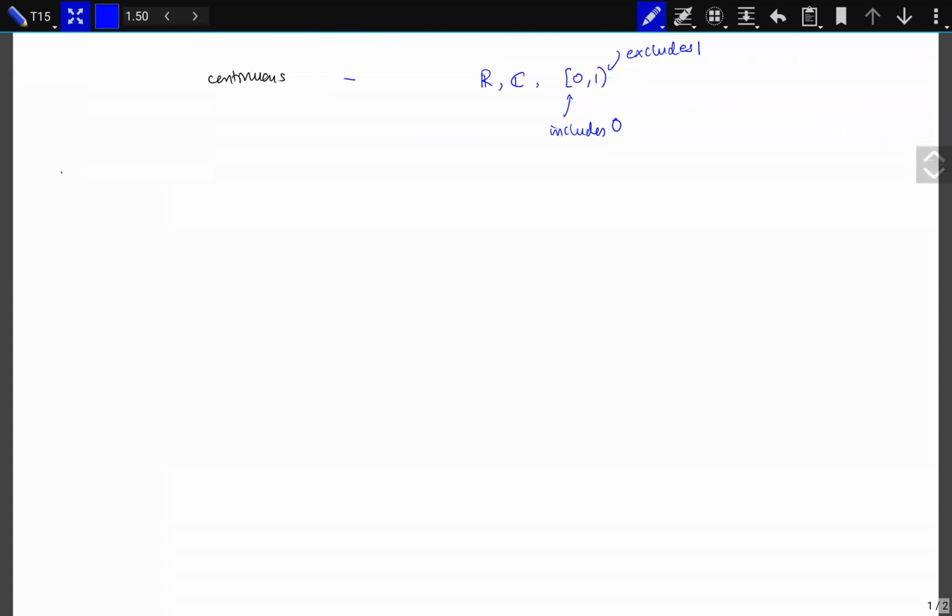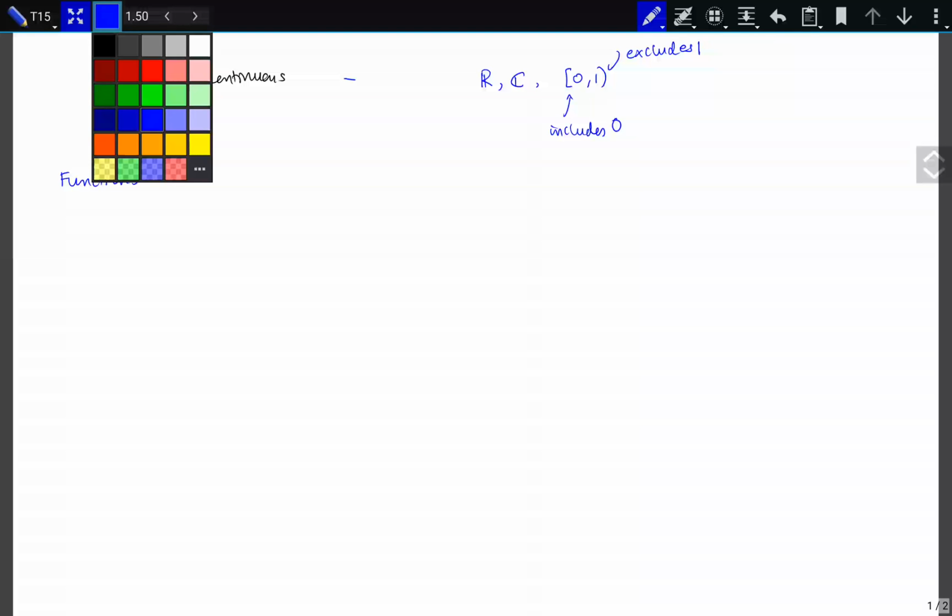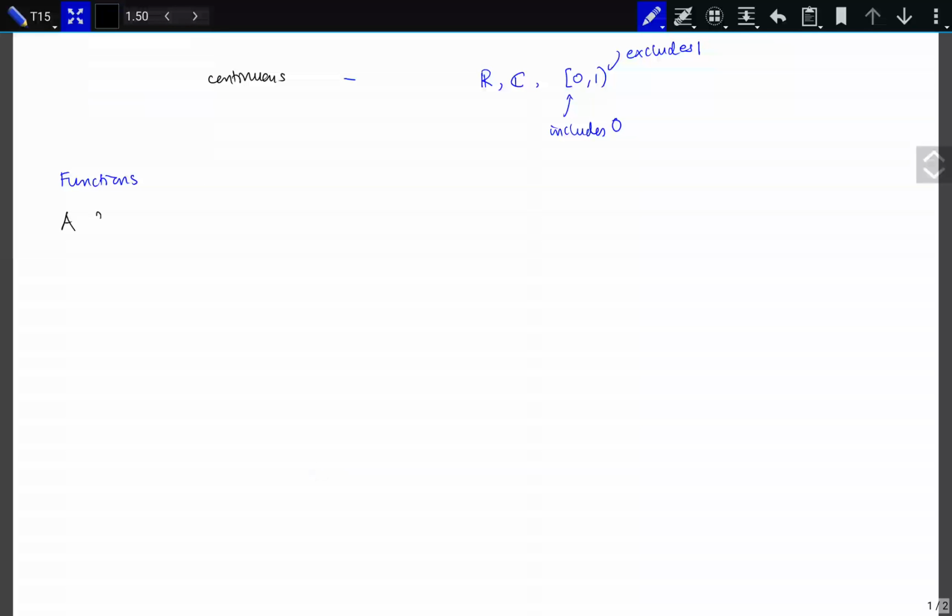So what's a function? A function, often written f or some letter, consists of, well, it's 3 pieces of data: a domain, a codomain, and an assignment. So the domain is some set, usually say we call it X. A codomain is some set Y.